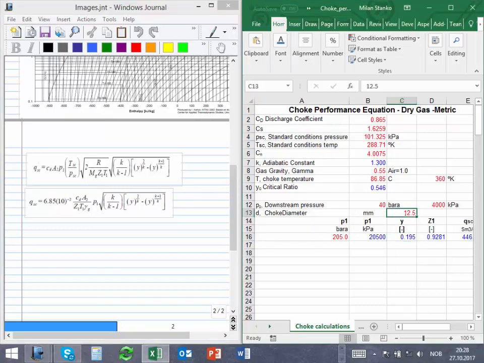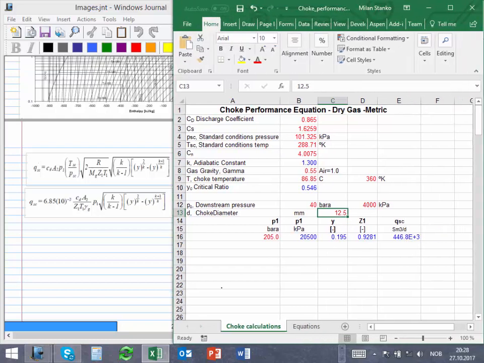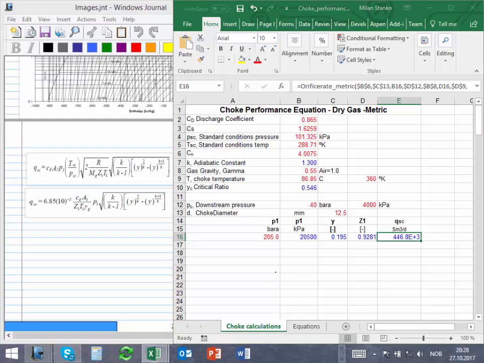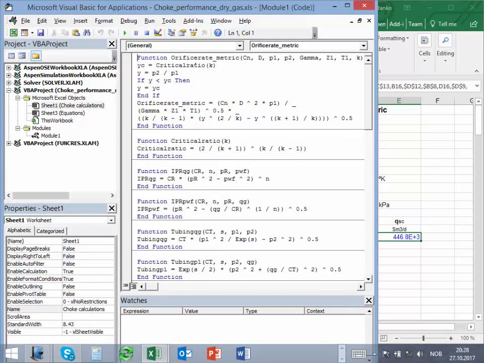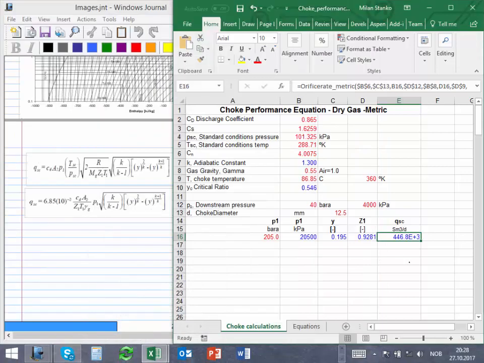Okay, I have it in millimeters. How much is that? Half an inch, right? So I have a choke of half an inch. And if I use that choke and that equation of the choke, I get a rate. That equation is programmed here, Alt F11. The equation is coefficient rate metric. That has that ugly equation with all the input that you have. So that gives me 446 e to the 3.